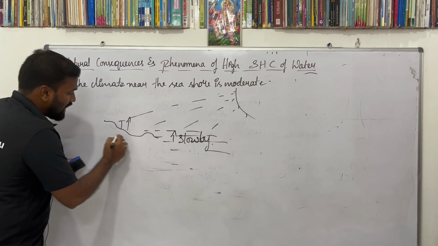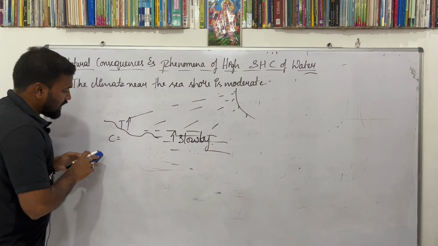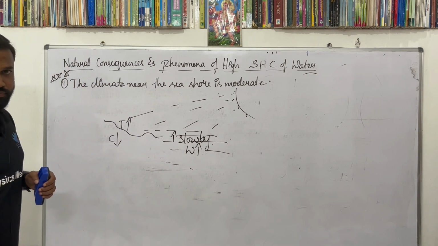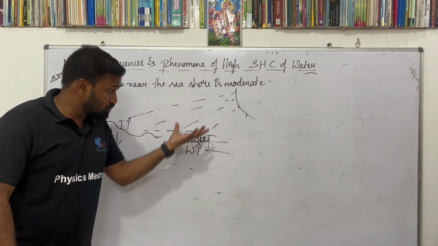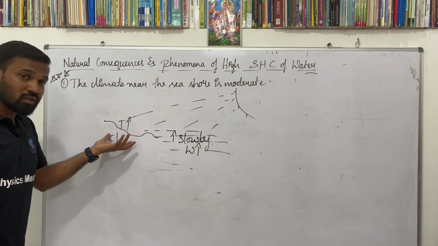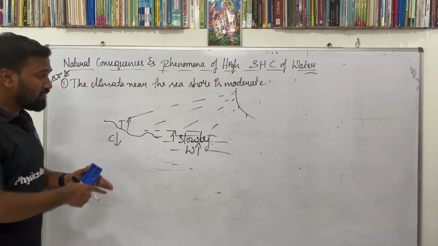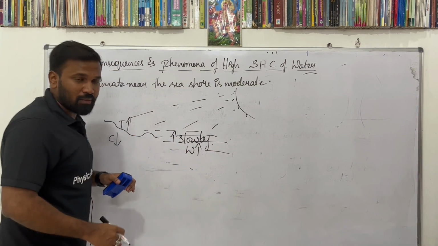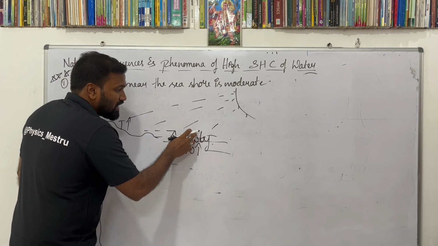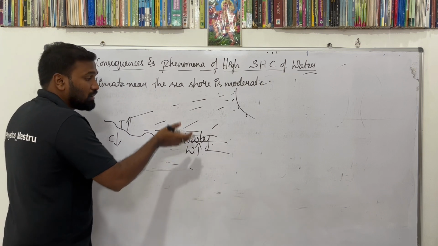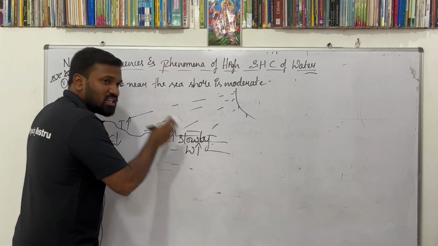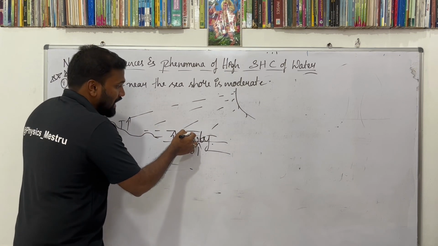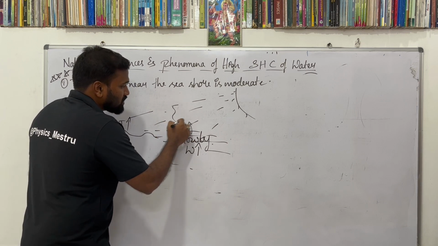Why? Because the land's specific heat capacity is less, and water's specific heat capacity is more. As water absorbs more heat energy to raise the temperature, and land absorbs less heat energy to raise the temperature, this will create the difference in temperature. When this difference happens, the heat energy liberated here also happens slowly. Why? Because water has a high specific heat capacity, so it will liberate the energy very slowly, and that will heat the what? Atmospheric air.